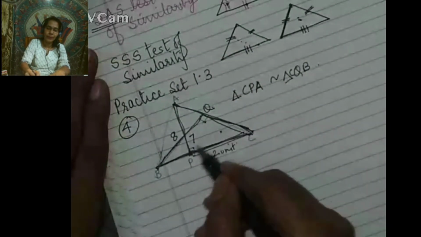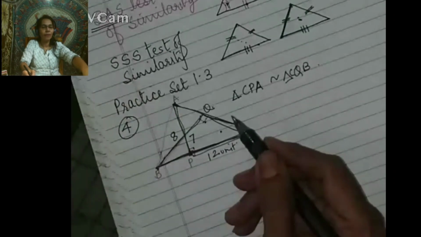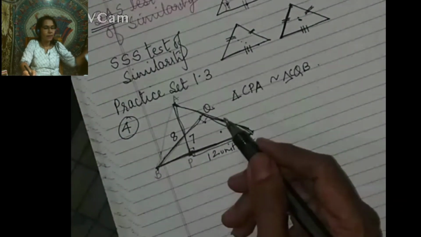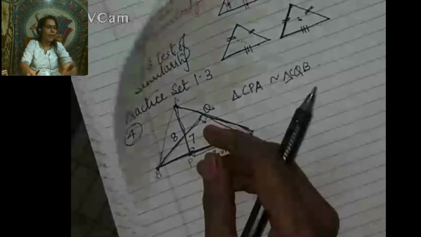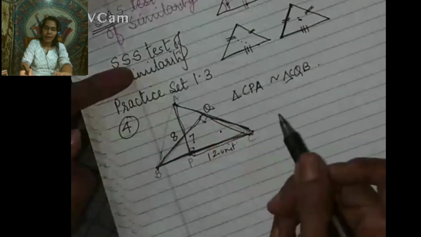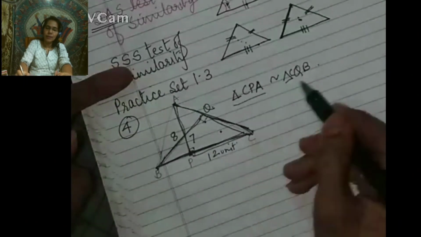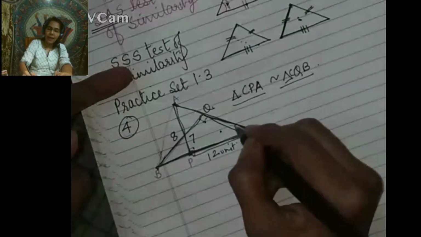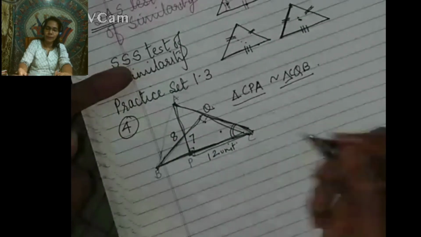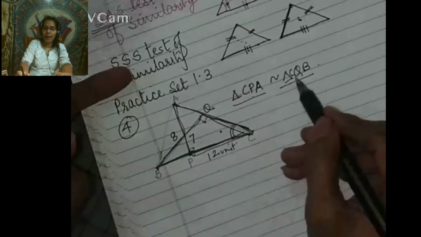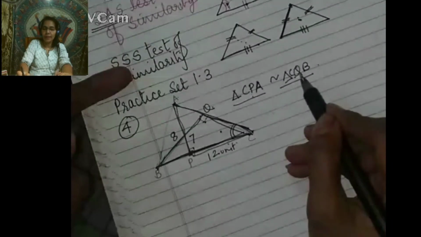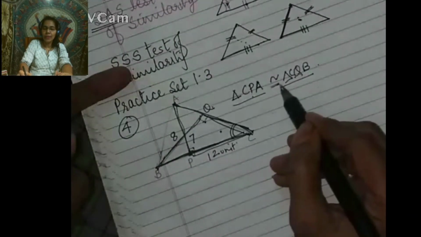What did I say over here? Each is forming an angle of 90 degrees. When it is forming an angle of 90 degrees, and one more thing, when we are considering these two triangles, angle C is the angle which is common. So I can prove that these two triangles are similar to each other by a test of similarity.